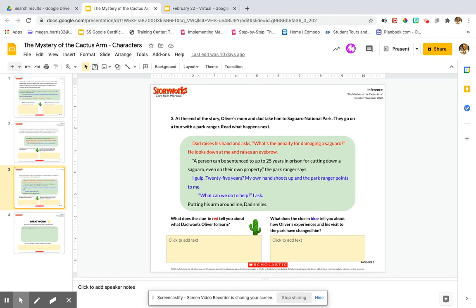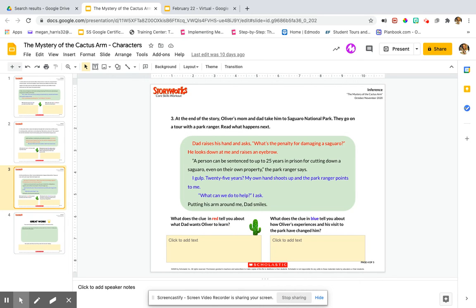Dad raises his hand. "What's the penalty for damaging a saguaro?" He looks down at me and raises an eyebrow. "A person can be sentenced up to 25 years in prison for cutting down a saguaro, even on their own property," the park ranger says.